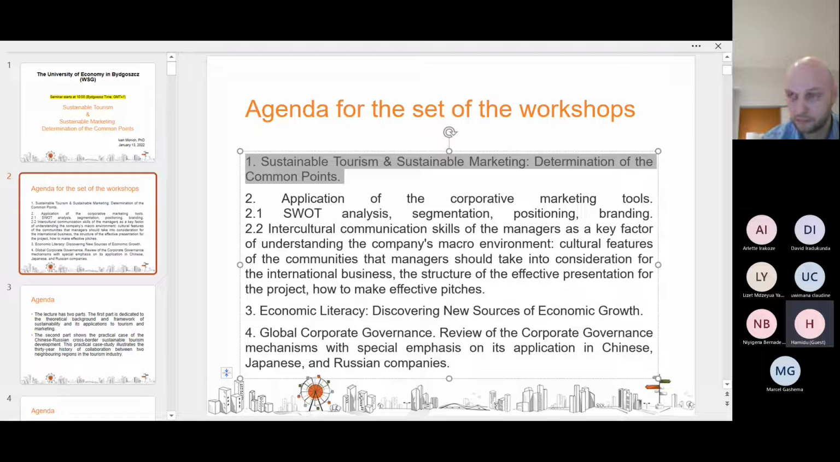So what I believe is that when we start sustainable tourism and sustainable marketing, it relates to international economics and global trends of economic growth. So that's my expectation. Maybe I'll be able to identify the key aspects of the economy, especially the government, global corporate governance, interaction and communication skills, and maybe cooperative marketing as well. Cooperative marketing. Okay, got it. Thank you, Hamidu. The next one.